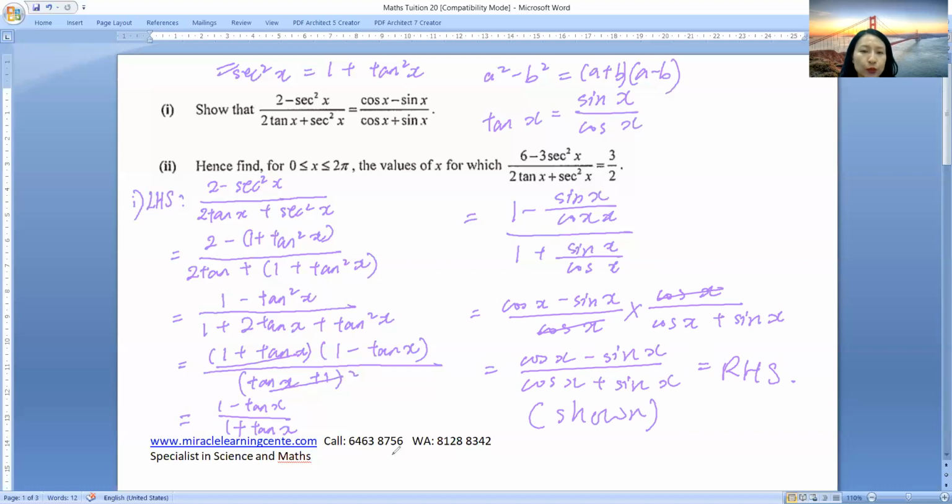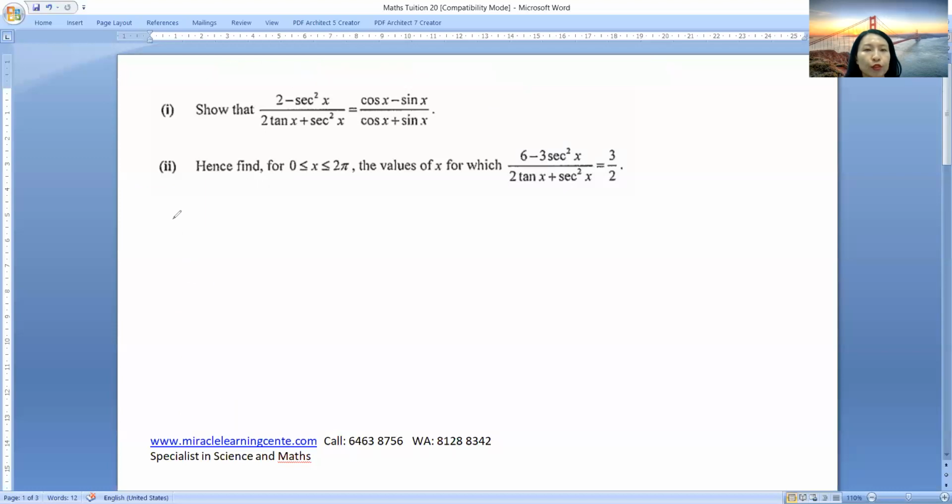Now let us look at part 2. For part 2, now we have proven part 1. Can you see the similarity? There's a common factor of 3 times here of the first one. So 3 times of the second one is the same as the first one. So 3 times (cosine x minus sine x) divided by (cosine x plus sine x) equals 3 over 2.